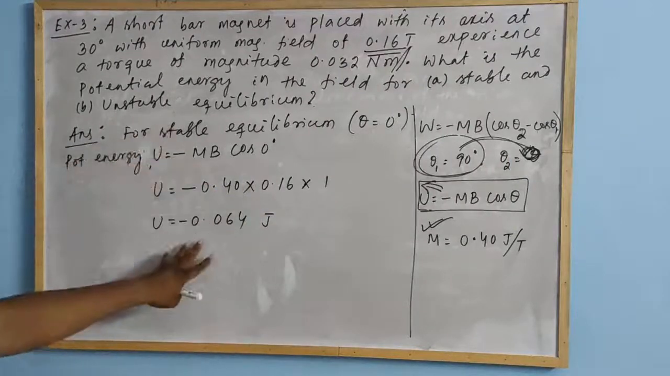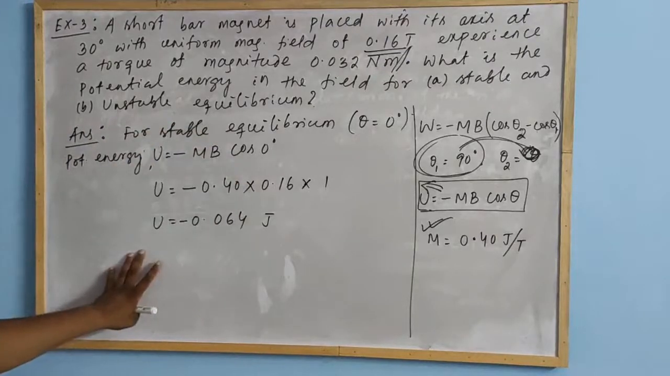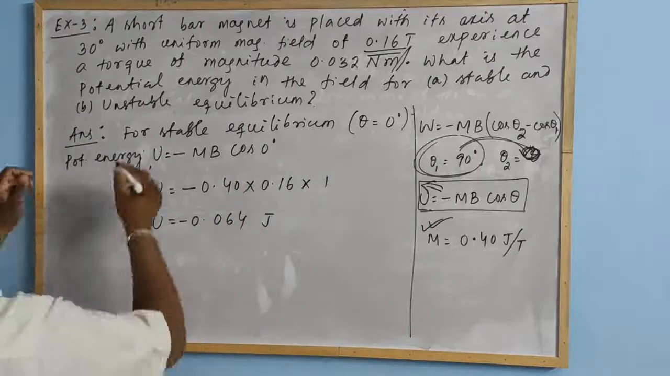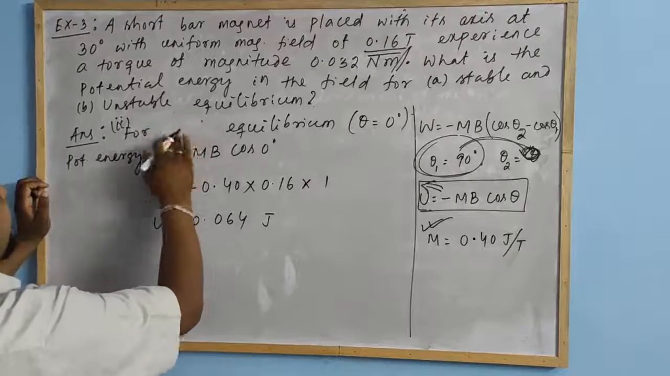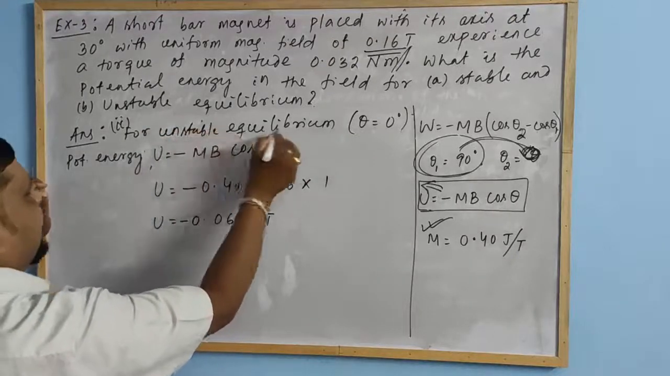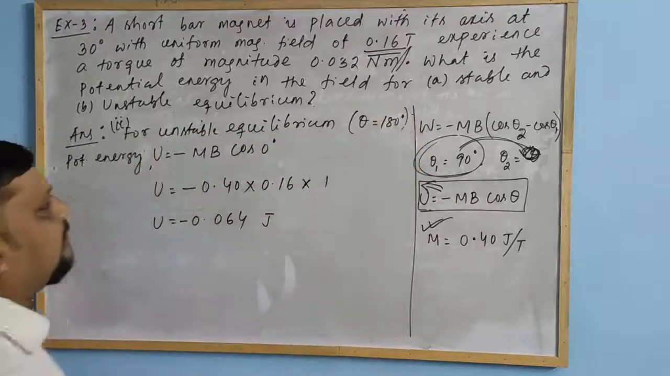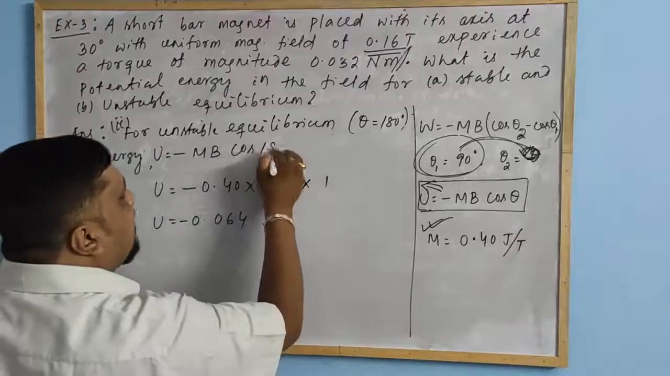All of you have gone through this here. Now let me make the corrections here, for the second part. For unstable equilibrium, theta is how much? 180 degree. So potential energy is equal to minus mB cos 180.